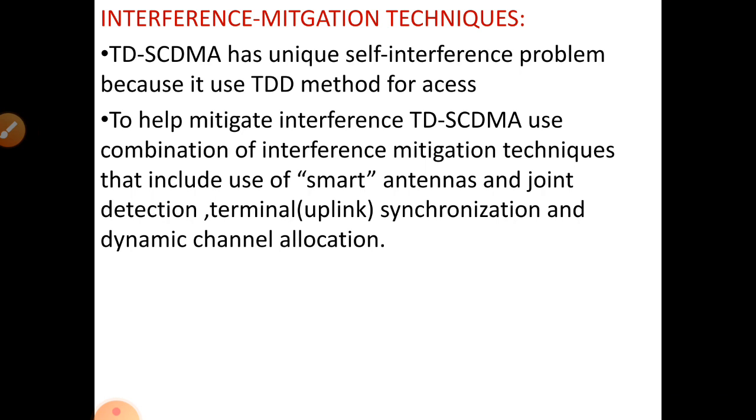For this interference mitigation technique, TD-SCDMA uses a combination of several network components like smart antennas, joint detection, nothing but the mobile rake receiver, and uplink terminal synchronization, as well as dynamic channel allocation. In the previous slide we saw that we allocate the radio resource for different levels of uplink as well as downlink, even though we are using the same carrier frequency and same bandwidth, but the radio resource allocation for downlink and uplink will be separate.